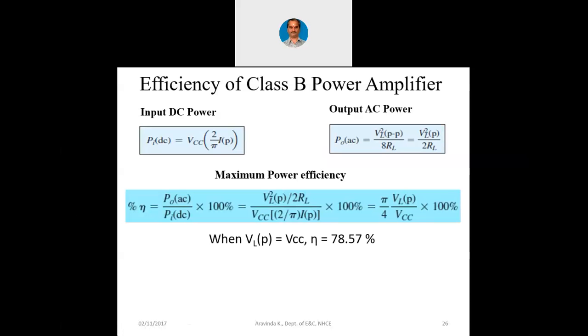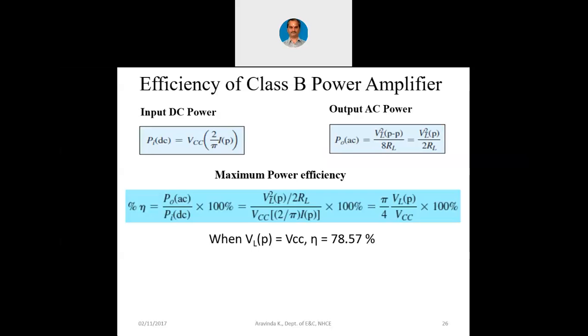Now, when the peak voltage is equal to VCC, we are going to get the efficiency of 78.57%. That is why in the beginning of this module, when I showed you the tabular column, I had shown there that for class B power amplifier, maximum efficiency is 78.5% that can be derived mathematically. Now this is how it is derived.